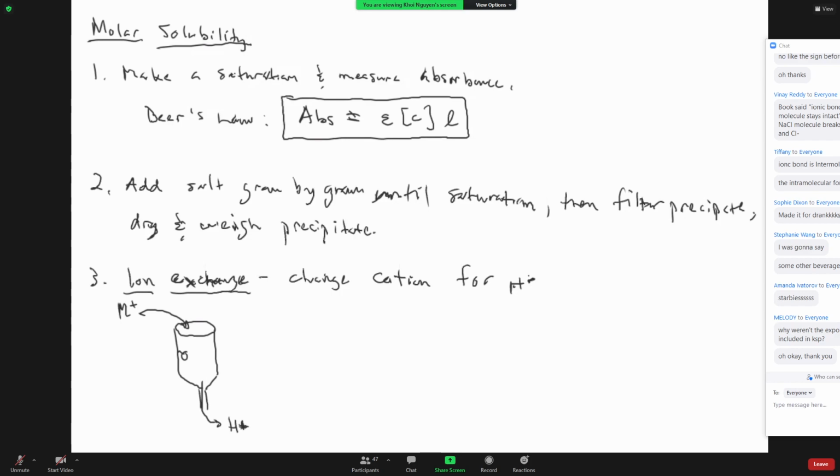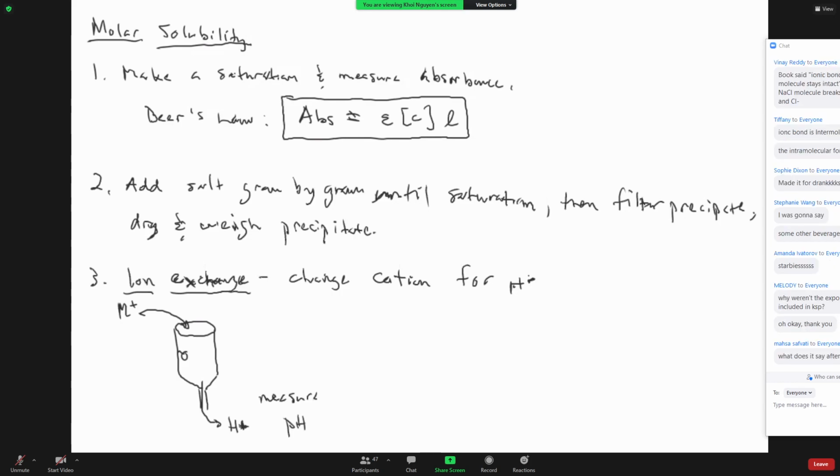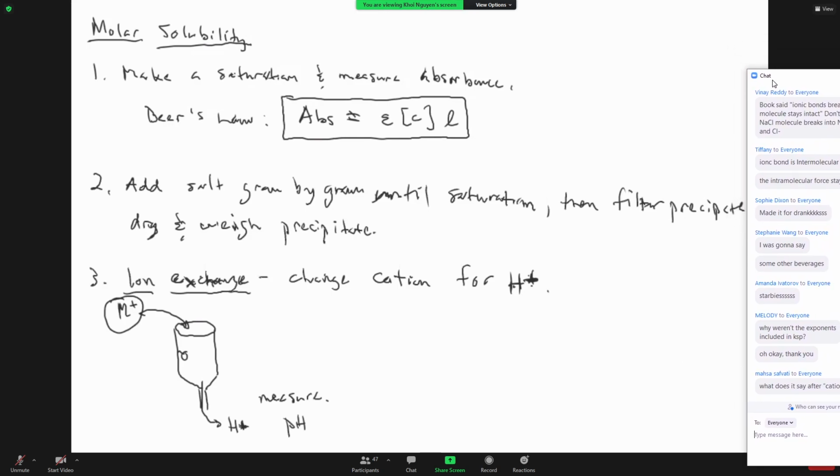And then what do we do? We measure the pH. Hydrogen plus. We're exchanging this metal cation for H plus. And so we're just measuring the pH of it afterwards.